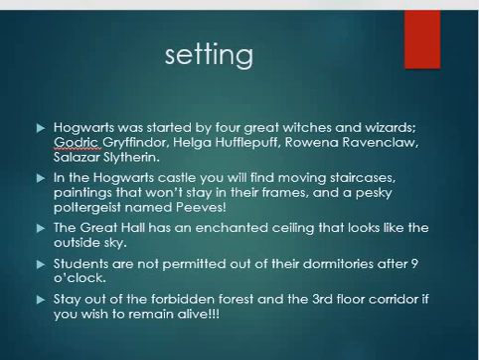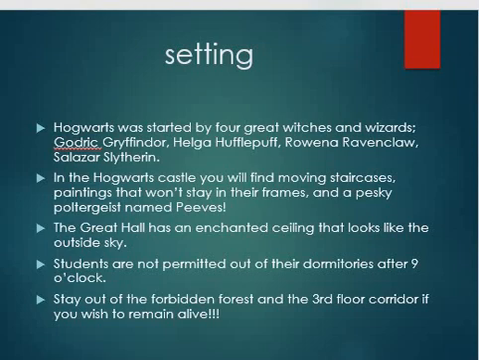In this Hogwarts castle, you will find moving staircases and paintings that won't stay in their own frame, and a pesky poltergeist named Peeves. The Great Hall has an enchanted ceiling that looks like the outside sky. Students are not permitted out of the dormitories after 9 o'clock, so stay out of the forest and the third floor corridor if you wish to remain alive. So this was a little bit about the setting.